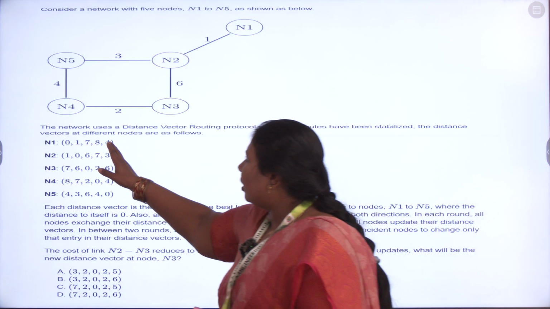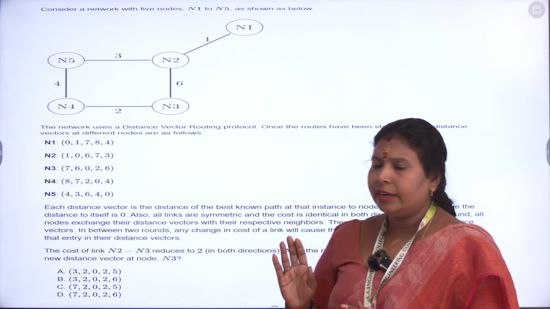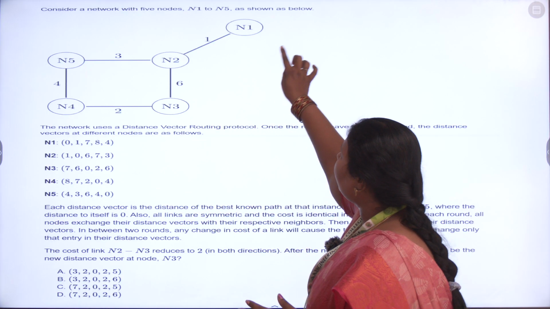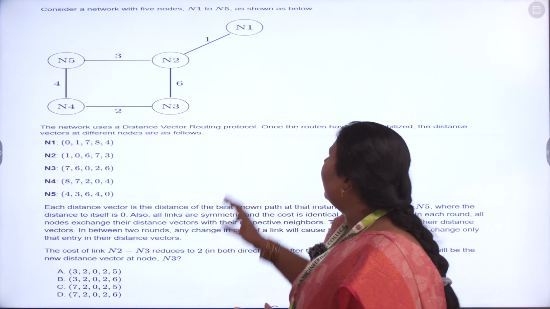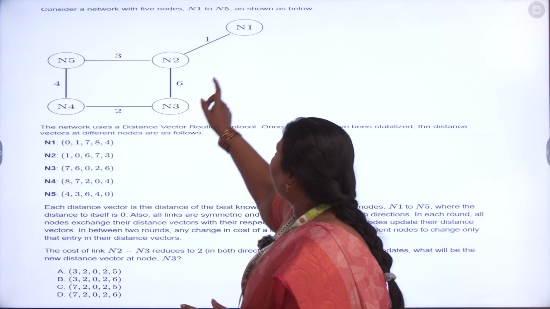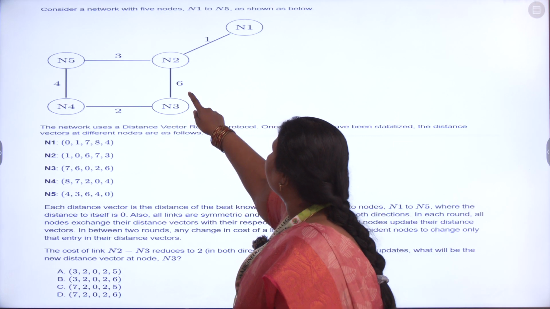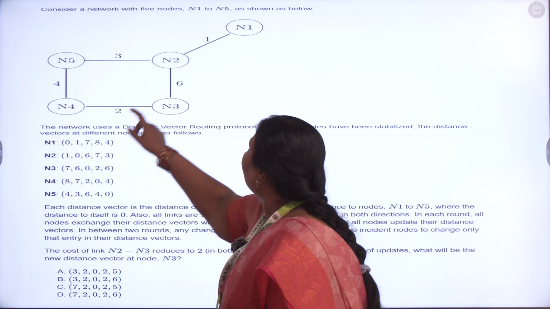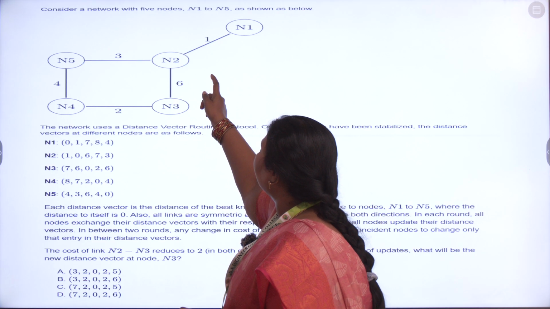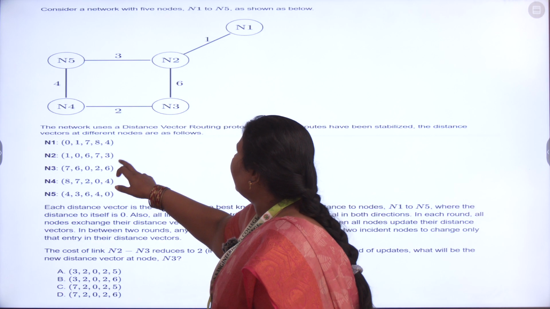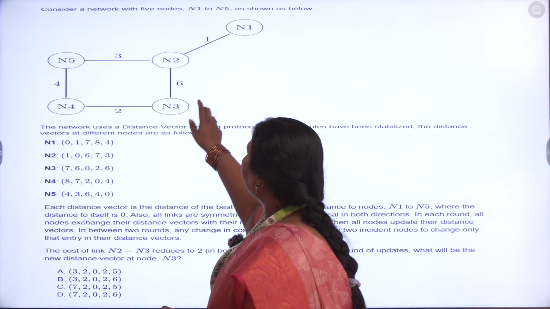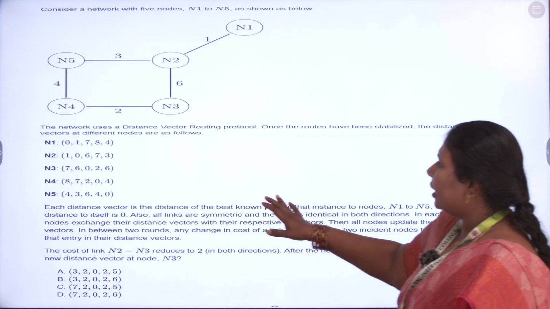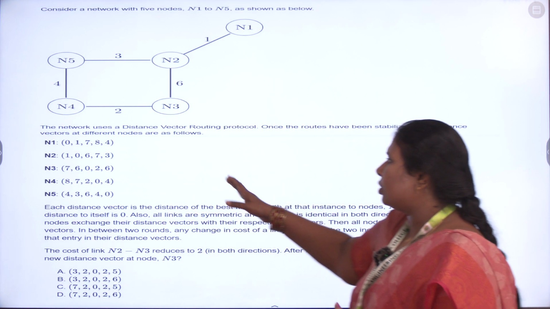What is this? These are all routing tables containing information. For example, N1 contains 0, because N1 to N1 is 0 and there is no next hop. Next, N1 to N2 is 1, and N1 to N3 is 6 plus 1, which is 7. Next, N1 to N4 is 6 plus 1, 7, and there is also 6 plus 2, 8. Next, N1 to N5 is 3 plus 1, 4, which is the shortest path. You need to take the shortest path. These are all the details given in the question.